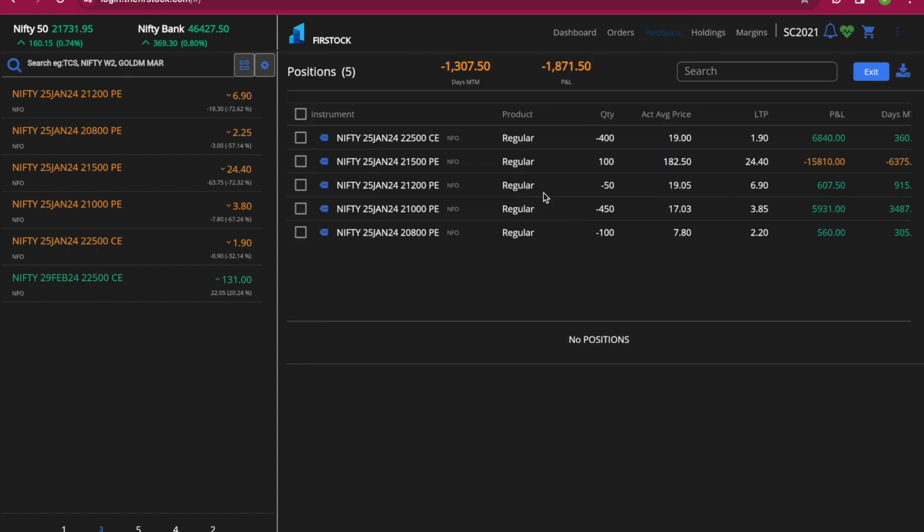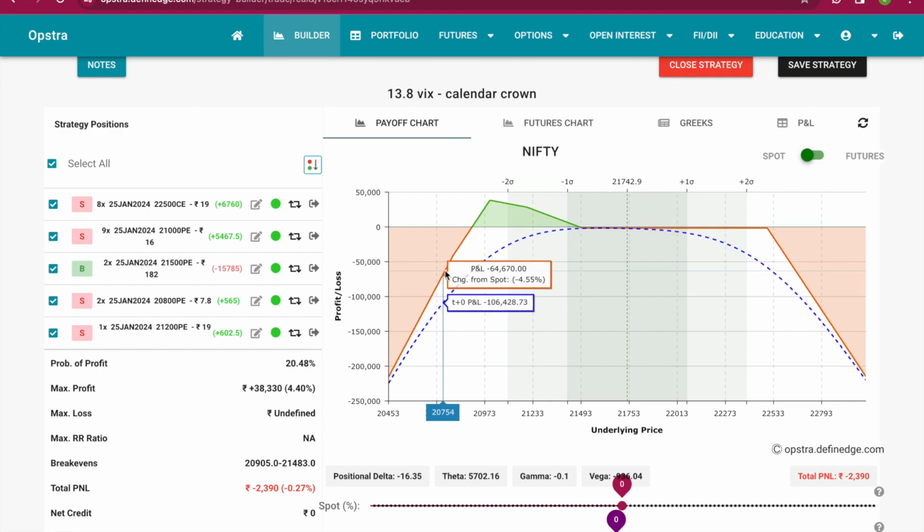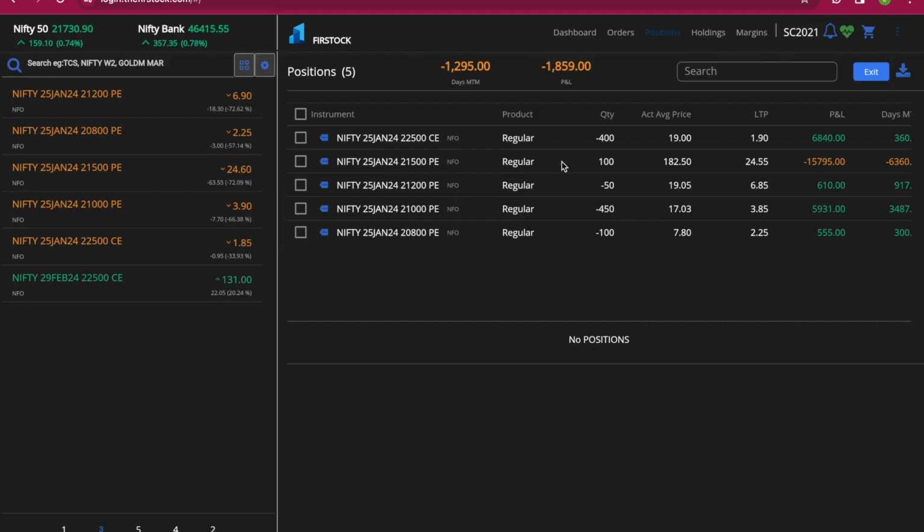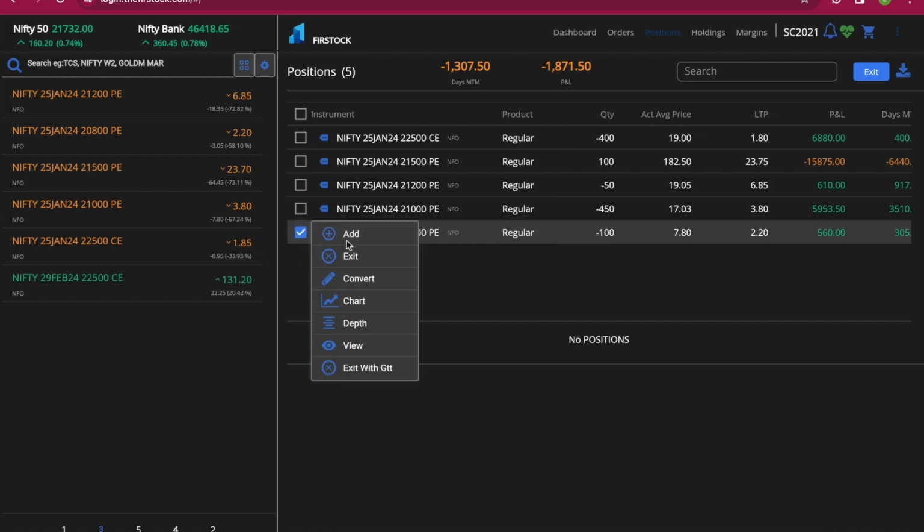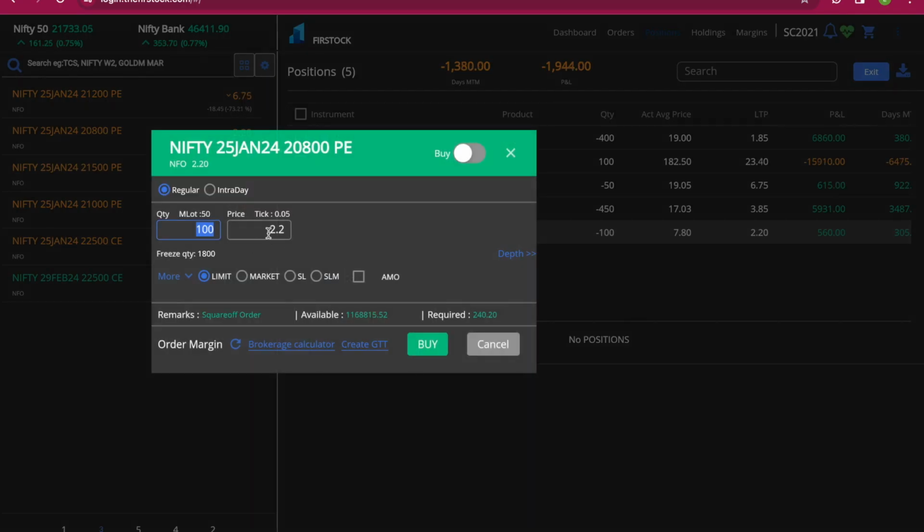What is the problem? Our margins are a problem. So let's see what is here. There is some 20,800 level. So let's check out the PE. Here we have tried to buy 21,500 PE, and it's not benefiting us. 20,800 PE is something that we can exit completely. So we have a 560 profit here. So we can go ahead and exit this at 2.2 rupees.